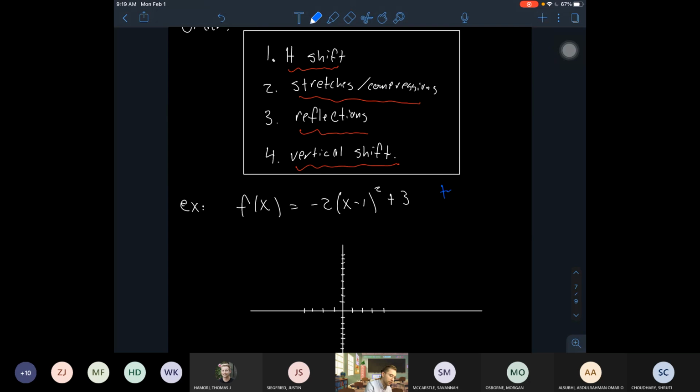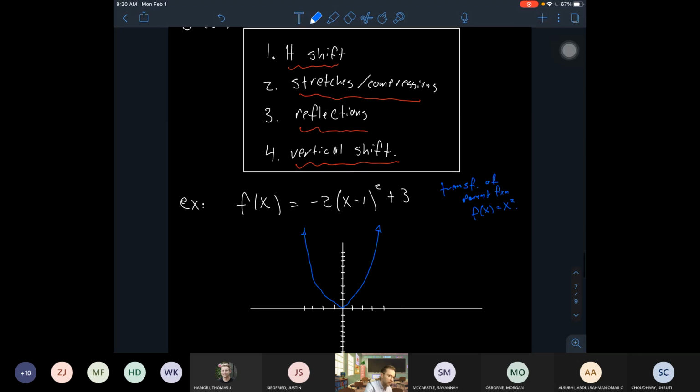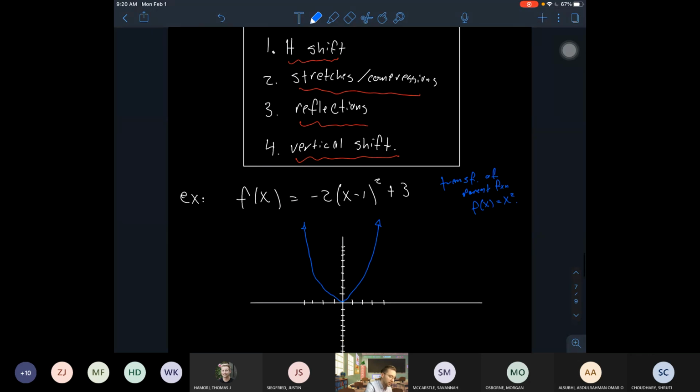This looks like a transformation of the parent function f of x equals x squared. So allow me to just do the shifts in order. I'll take my parent function. It looks like x squared. The first thing I'm going to do is the horizontal shift, which says I should go 1 unit to the right. Then I can erase this and redraw 1 unit to the right. So that was the first thing.